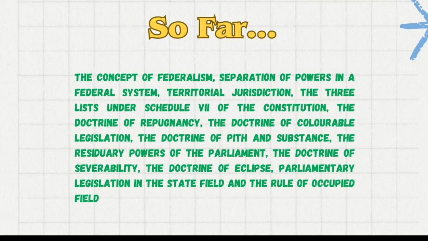And with that, we have finally reached the end of the topic on legislative relations. So far, we have covered the following subtopics: the concept of federalism, separation of powers, territorial jurisdiction, the three lists, the doctrine of repugnancy, the doctrine of colorable legislation, the doctrine of pith and substance, residuary powers of the parliament, the doctrine of severability, the doctrine of eclipse, parliamentary legislation in the state field, and finally, we have also discussed the rule of occupied field.